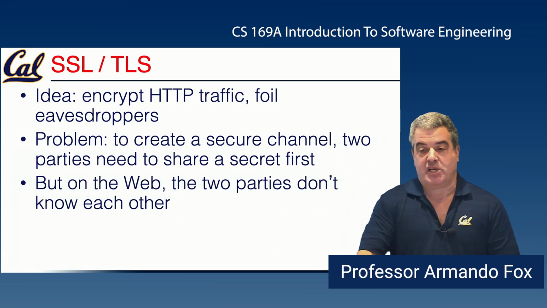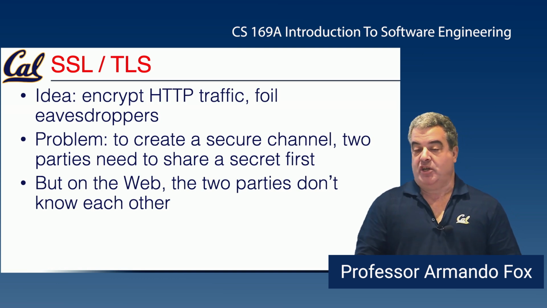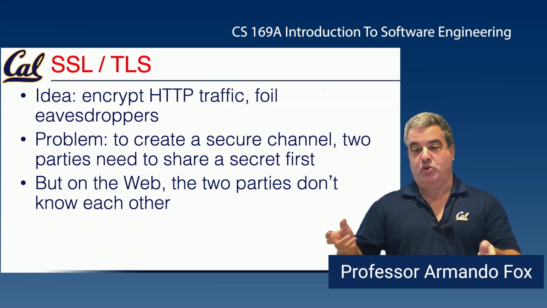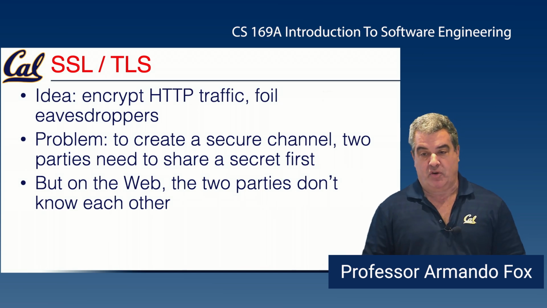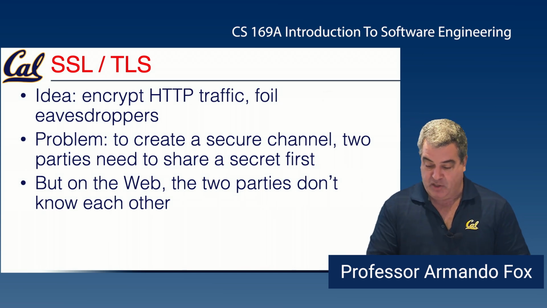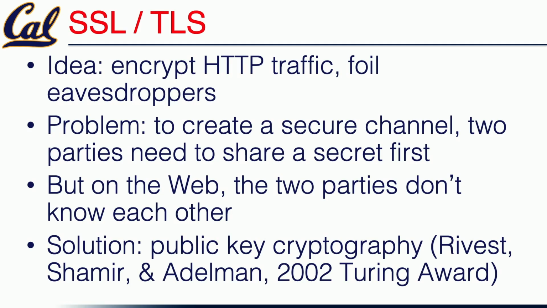And of course, the challenge is that on the web, the two parties don't know each other. One party is a server that wants to attract users. The other party is a user who has never interacted with that server. So obviously, there's no secret that they can share. And the solution to that problem is tricky enough that, again, somebody won the Turing Award for doing it: Ron Rivest, Len Adleman, and Adi Shamir, who are, of course, the RSA in RSA Security. They got the Turing Award in 2002 for their contributions to public key cryptography.